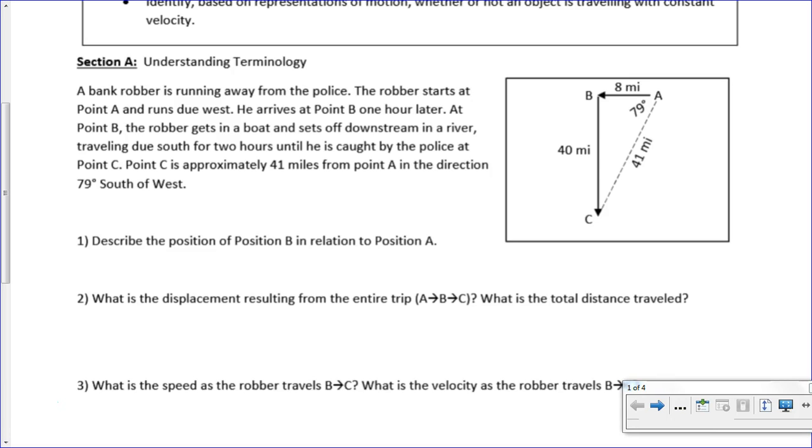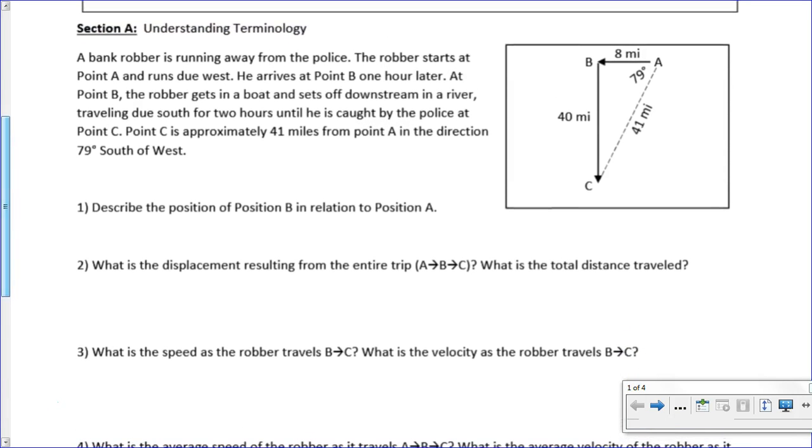In this one, I'm just setting it up. I've told you that C is in the direction 79 degrees south of west from point A, and we'll use that direction later on. I'll never have you try to derive one of these complicated directions, where you have something that's south of west or south of east or north of west or north of east. You'll never have to think that part through. I'll just give you the direction directly in the problem. So keep that in mind.